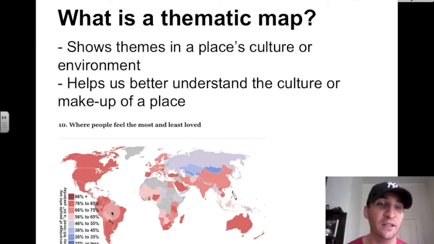In North and South America, people seem to be feeling love. In Russia, in parts of Asia, this is Mongolia, people don't feel much love. As historians, we can use this information to ask ourselves, why is it people feel more loved in these countries? Is it because the governments are better and more stable? Is it because more people in these countries have some type of religion that helps them better process love? Is it because there's been less conflict and war? So we can ask all of these historical questions based on the patterns that we find in thematic maps.